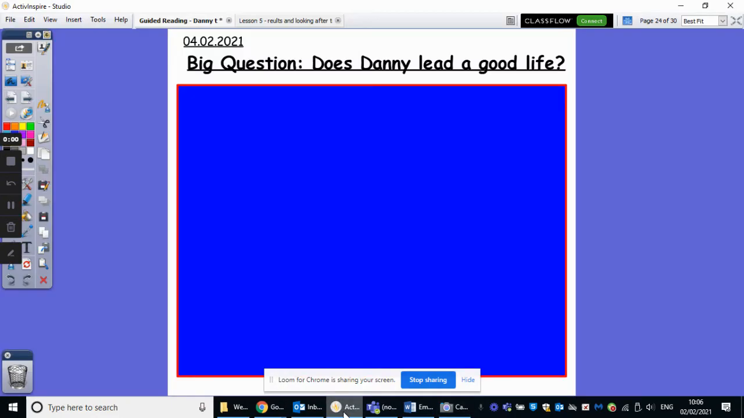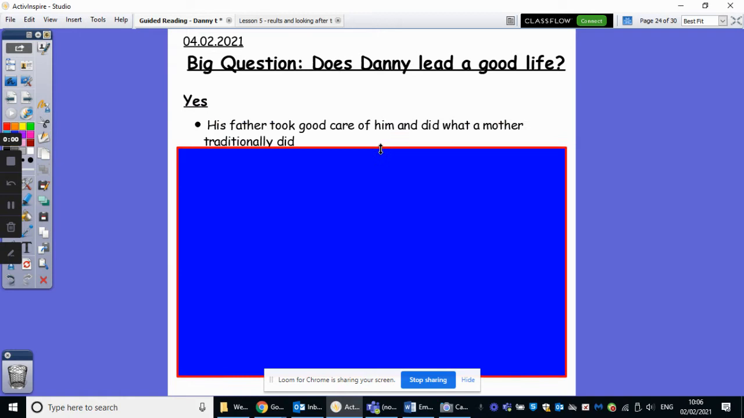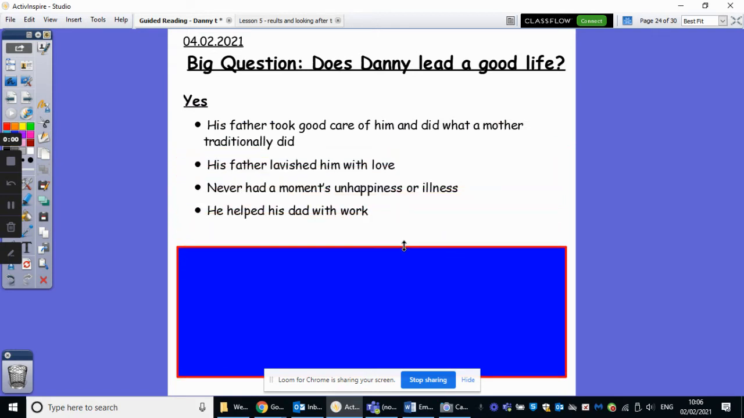So, hopefully that's given you a chance to collect some information. Let's have a look at some reasons that I got. So, yes, his father took good care of him and did what a mother traditionally did. Absolutely, he's got a really, really caring father who lavished him with love. It says that he never had a moment's unhappiness or illness, which surely is a massive reason for saying, yes, he does lead a good life. He helped his dad with work. So again, it means that he's involved with his dad's life. It means they obviously have a really close bond as well.